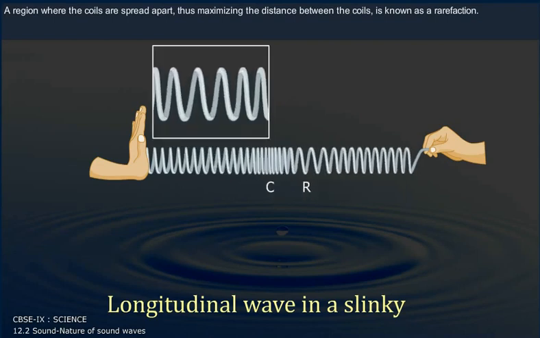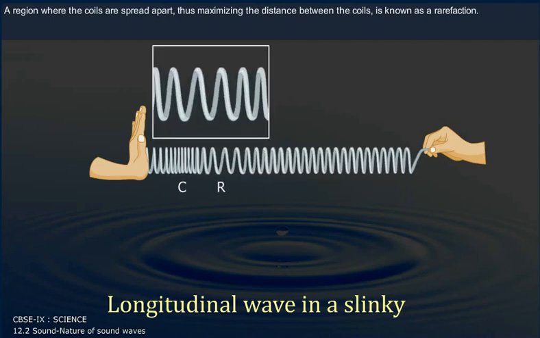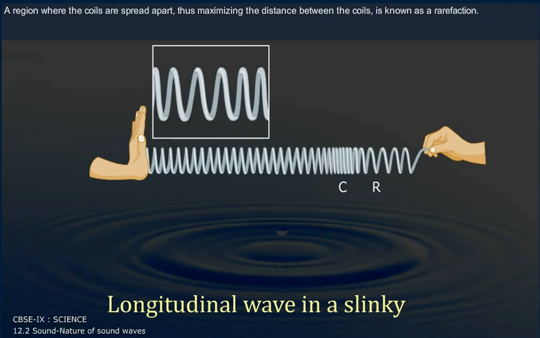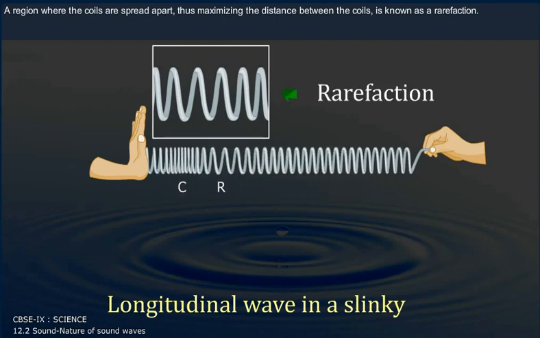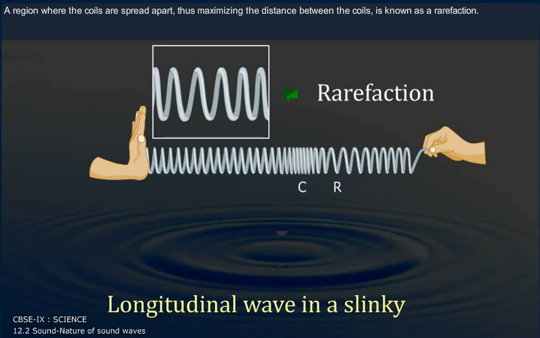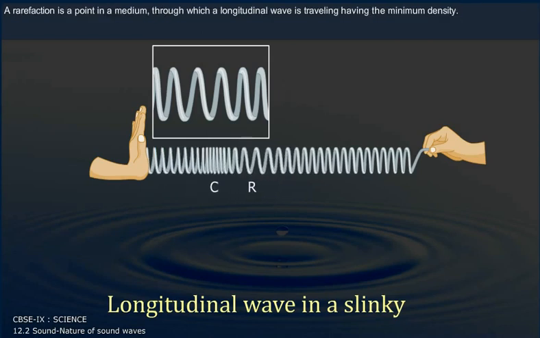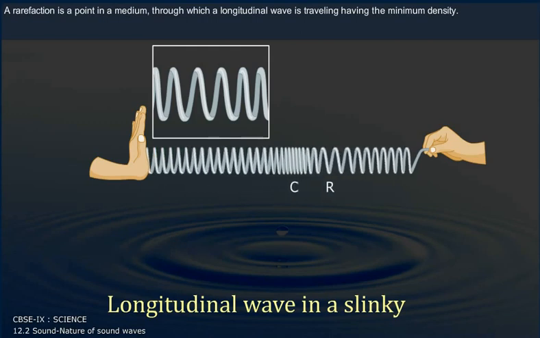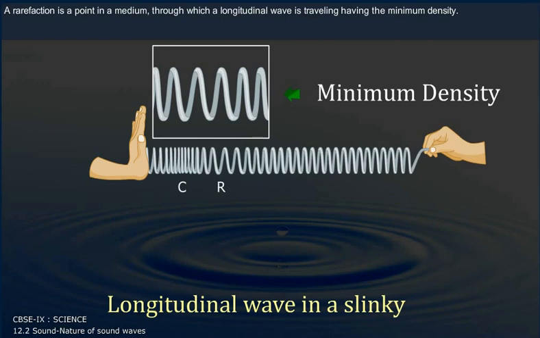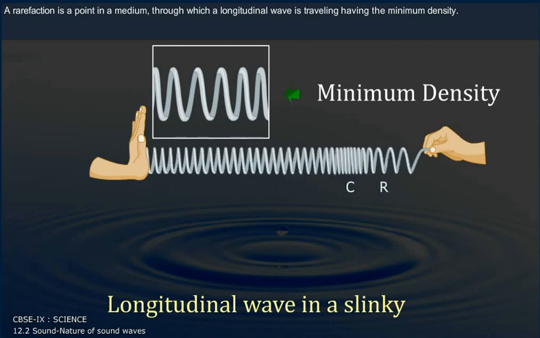A region where the coils are spread apart, thus maximizing the distance between coils, is known as a rarefaction. A rarefaction is a point on a medium through which a longitudinal wave is traveling which has the minimum density.